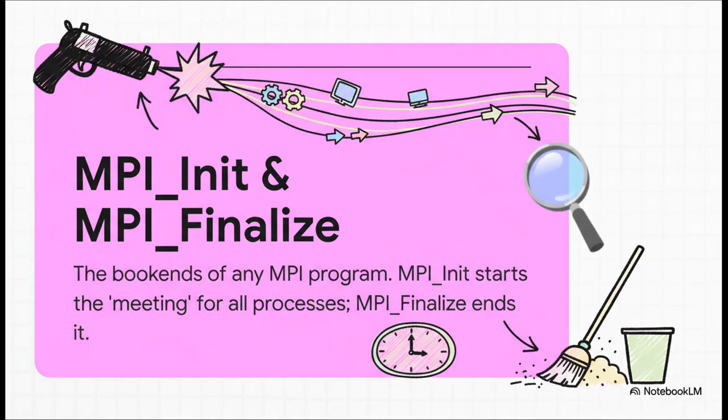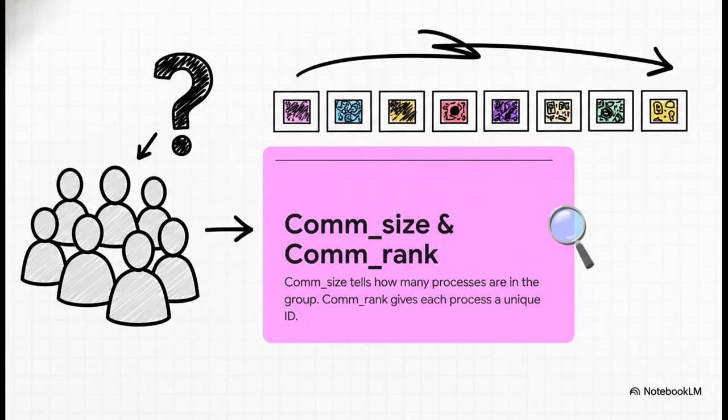So, every single MPI program has to have a clear beginning and a clear end. MPI_Init is like firing the starting pistol. It tells all the processes, okay, meeting started, get ready to communicate. And MPI_Finalize is the cleanup. It shuts everything down nicely. Anything you want to do with MPI, it has to happen between these two function calls. It's that simple.